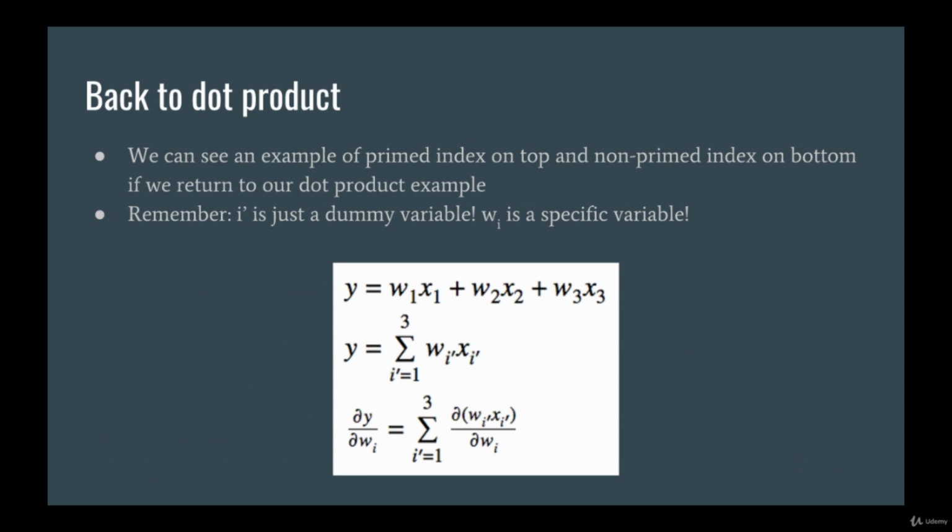We can see this more clearly if we go back to our simple dot product example. We know that the partial derivative is going to have I prime in the top, since that is the function we want to differentiate, but it's going to have I on the bottom, since that's the variable we want to differentiate with respect to. So here is a clear example of where we have I prime on the top and I on the bottom. Remember, the I prime is just a dummy variable summation index, whereas the Wi you're differentiating with respect to is a specific variable.